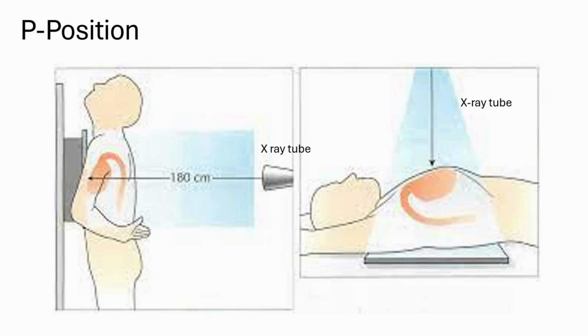Now, position. Position is described in relation to the position of the patient, that is erect or supine, and the position of the X-ray tube and cassette, that is PA view or AP view. If the X-ray tube is posterior and the cassette is anterior, it is called the PA view, whereas if the X-ray tube is anterior and the cassette is posterior, it is called the AP view.